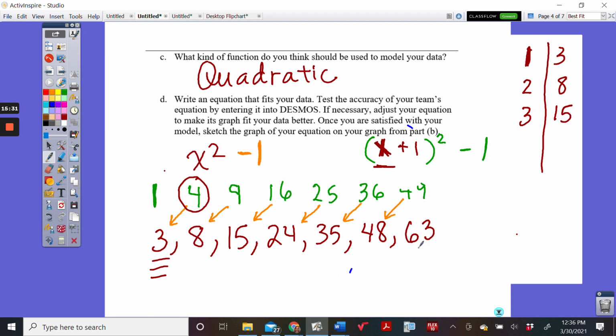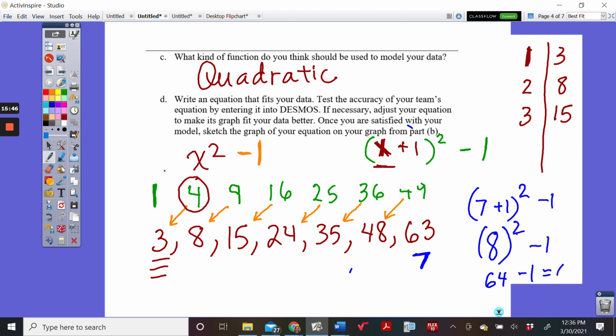Let's try this one. This is the 7th number on my list. When I plug in 7, I add 1 to it. That gives me 8 squared, which is 64. Take away 1 is 63. And that is why this is the good equation. I think that's it. Let's go back to Desmos and type it in and see if we're right.